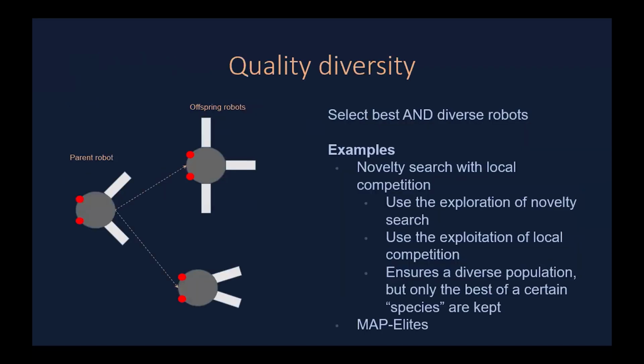One example is novelty search with local competition. So we use the exploration of novelty search. So as a whole, robots are selected on novelty, so as many novel robots as possible. And if you have found robots that are similar to each other, those have local competition with each other. So robots do not compete on performance if they are too different from each other, but if they're very similar, then you pick the best of those similar robots. This ensures a diverse population, but then only the best of certain species are kept.